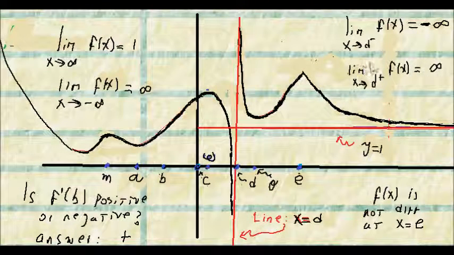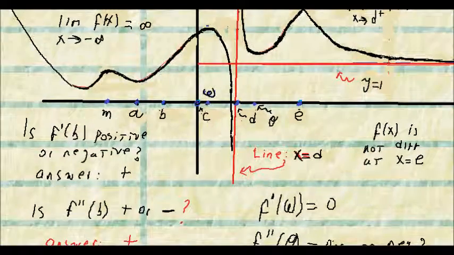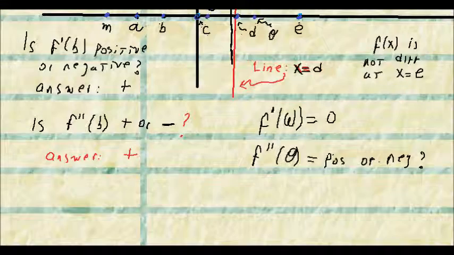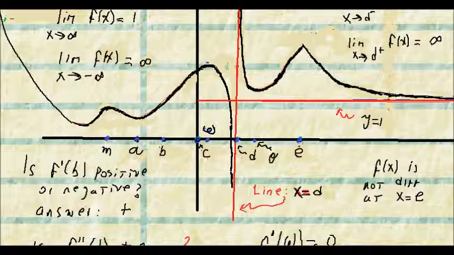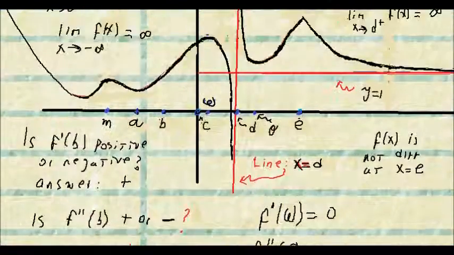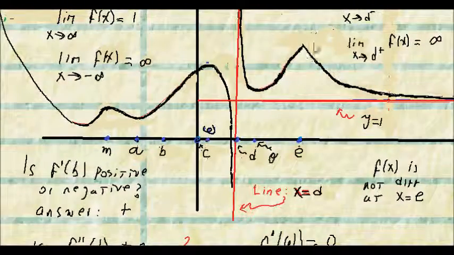So let's see what else we can ask here. Now E is where the graph has a sharp beak. Let me ask this question. It has a sharp beak here. Let's see what I can ask. I'm going to try to ask a question.